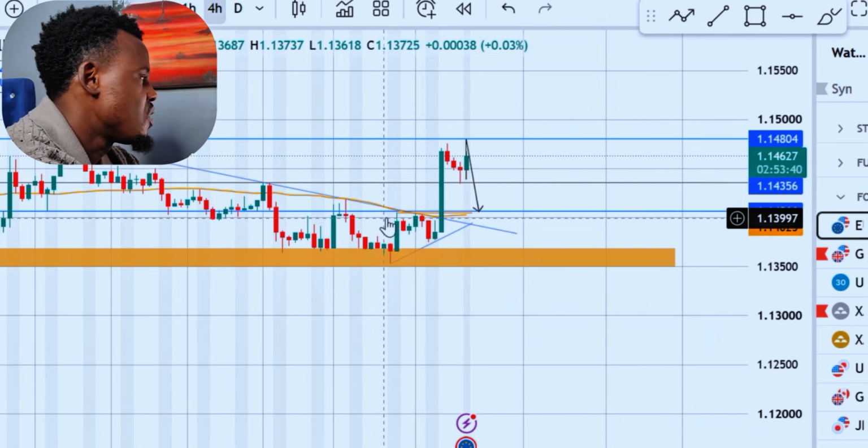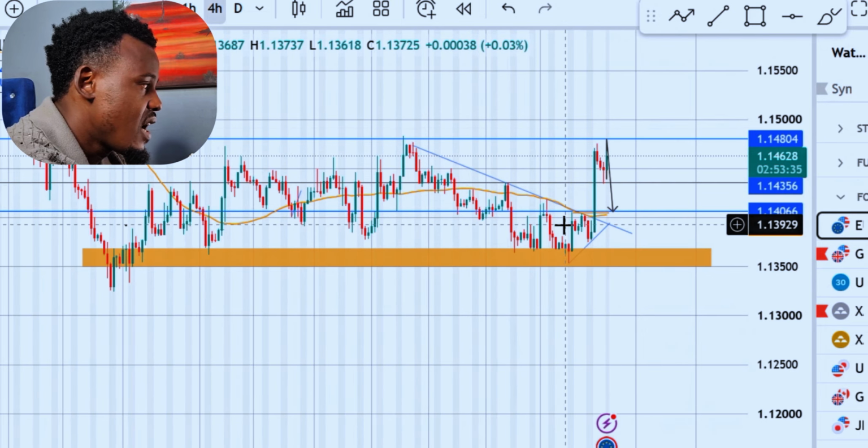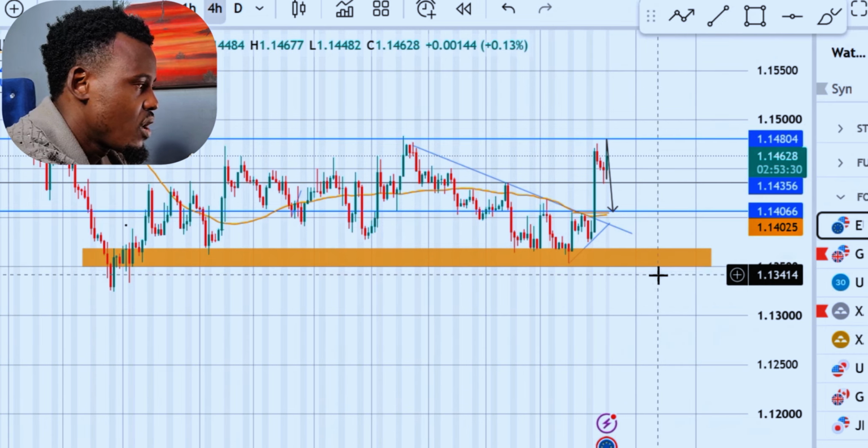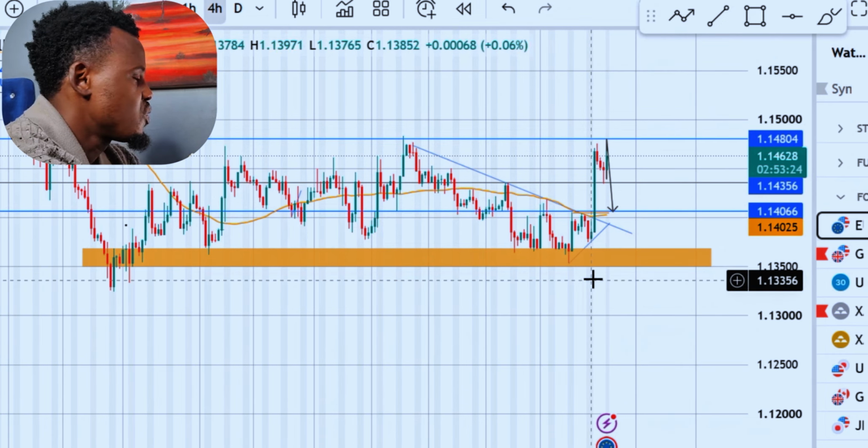So whenever you see any higher highs or higher lows, you make sure you draw your trend line to be sure about what the market is doing. I'm understood. Very, very important.